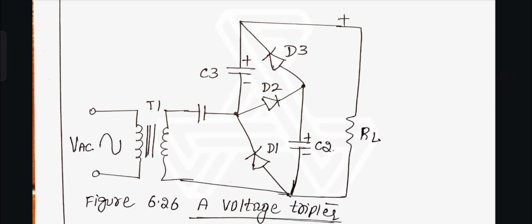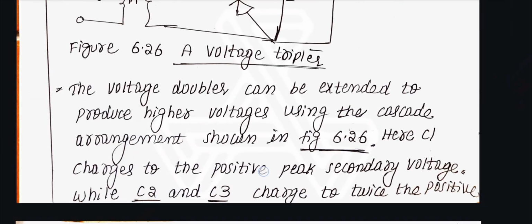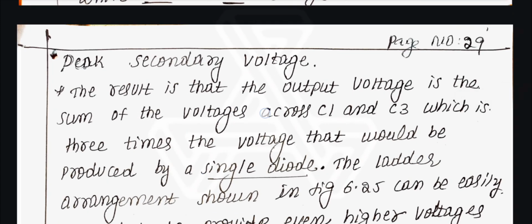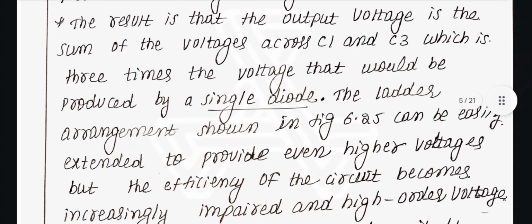A voltage doubler can be extended to produce higher voltages using the cascade arrangement shown in 6.26. Here, capacitor C1 charges to the positive peak secondary voltage, while C2 and C3 charge to twice the positive peak secondary voltage. The result is that the output voltage is the sum of the voltages across C1 and C3, which is 3 times the voltage that would be produced by the single diode.